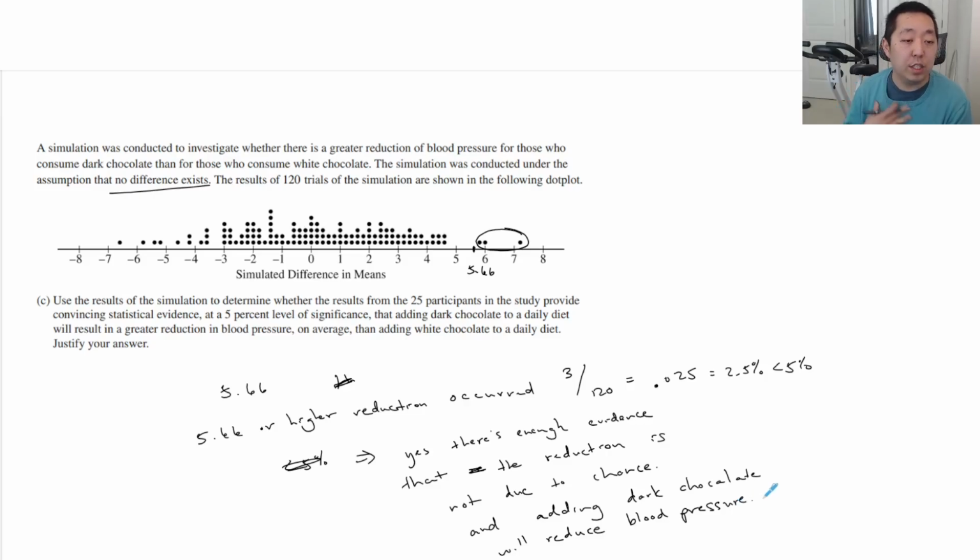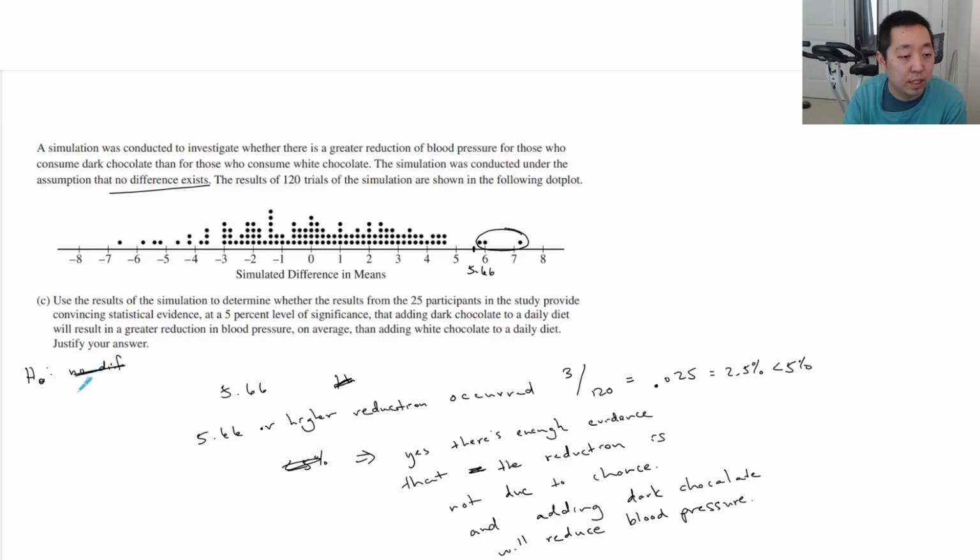Now, this is a simulation, so you don't actually need to justify anything on the normality conditions because we're using simulation results. I don't know if you should write a null hypothesis. I might write a null hypothesis. I don't know if that's required here. Null hypothesis is that there's no difference.